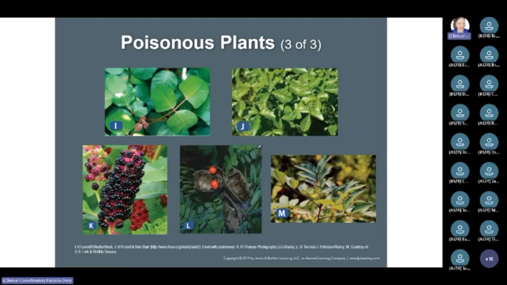The next one over here is poison ivy. That's really bad for a lot of people. Poison oak is the next one. You have pokeweed, rosary pea, and poison sumac. If it's red and it's in nature, don't eat it. Okay, unless you know that it's okay, like a strawberry.